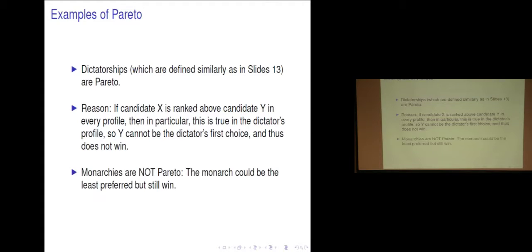On the other hand, monarchy is not Pareto, because monarchy doesn't depend on the voting, right? No matter how you rank, even if everybody prefers X over Y, Y could be the monarch. So Y still wins, right? So this method does not satisfy Pareto.